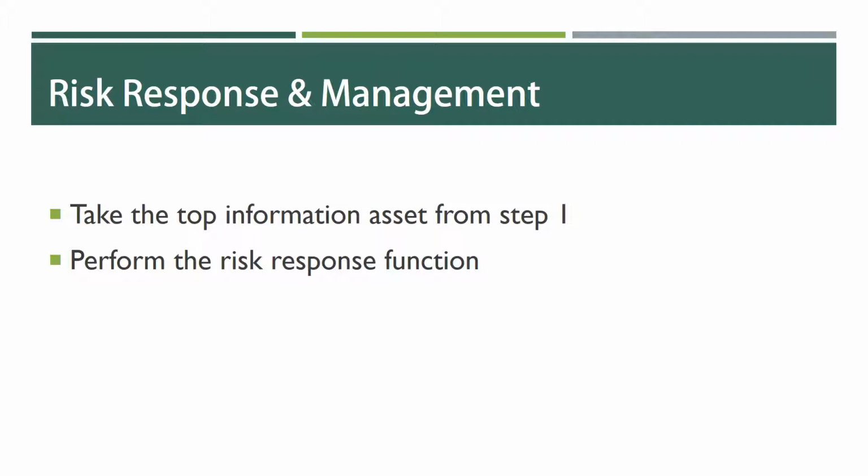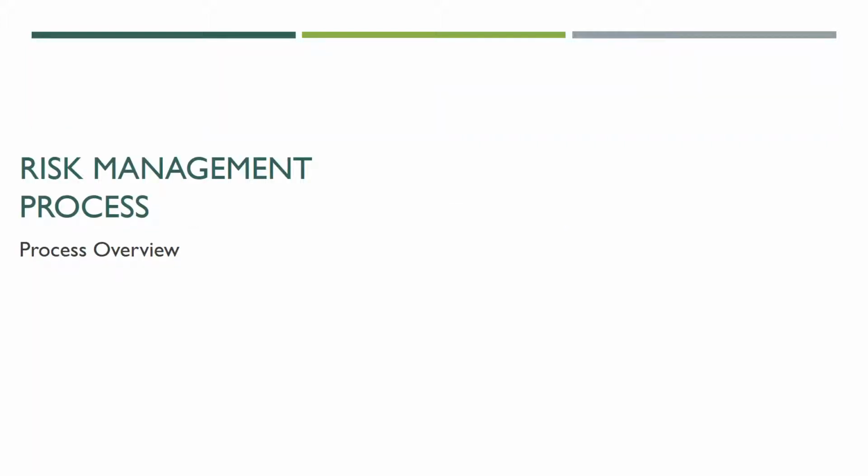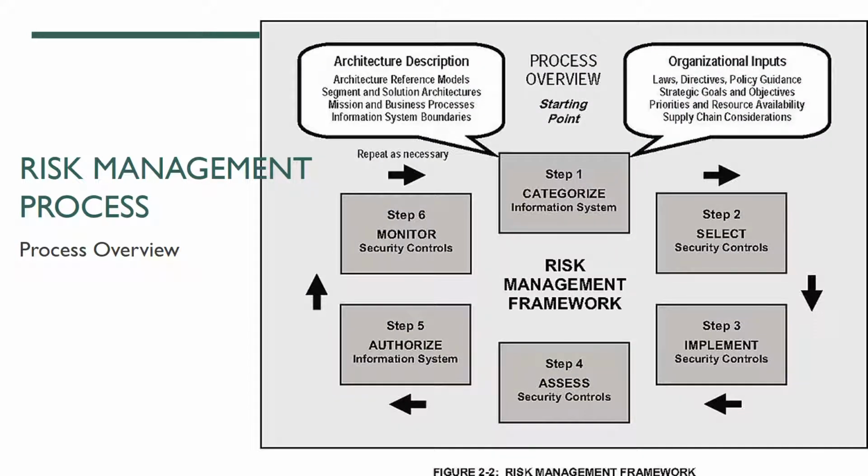In this phase, you will take the top information assets from Step 1 and perform the risk management function. Here is a process overview of a risk management process. For example, you can see in Step 1, they are categorizing information systems. Inputs are laws, directives, policy guidance, strategic goals and objectives, priorities and resource availability, and supply chain consideration.